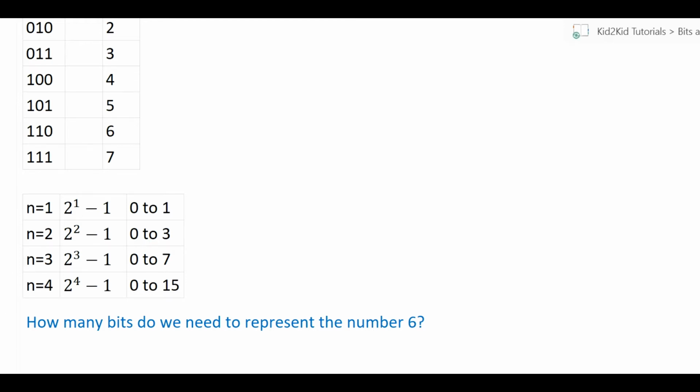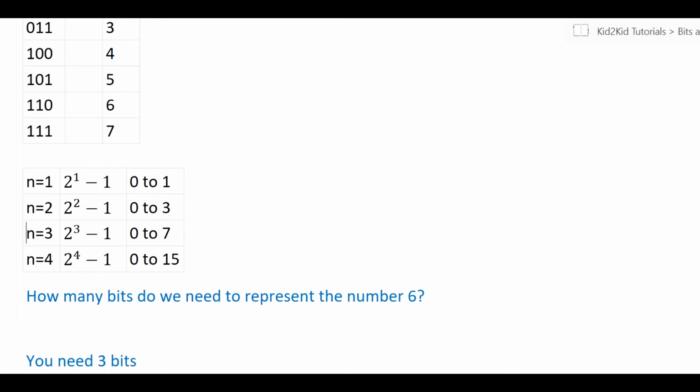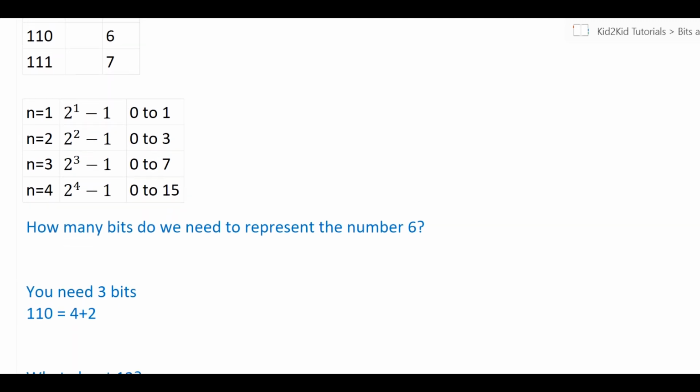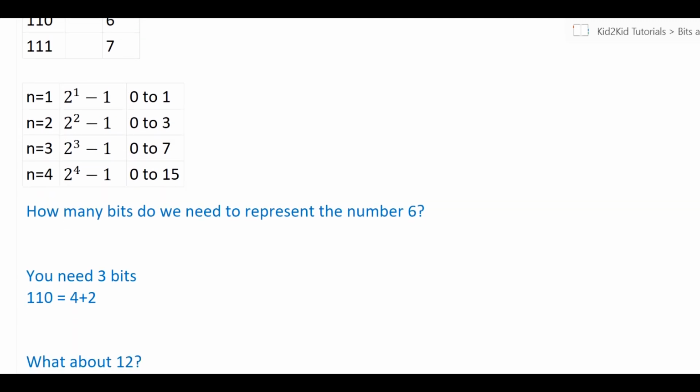Now let's go over a question. How many bits do you need to represent the number 6? Pause the video if you think you know this. The answer is 3 bits. This is because a 3-bit representation includes the numbers 0 to 7, and 6 is between 0 and 7. The binary representation of 6 would be 110, which equals 4 plus 2, which equals 6.